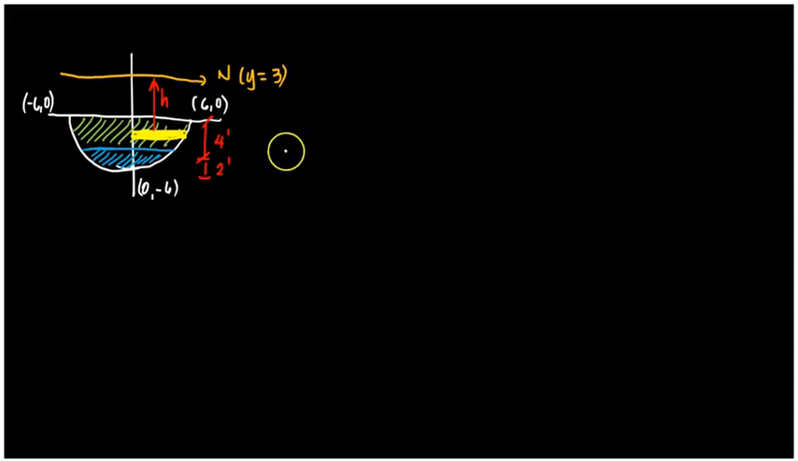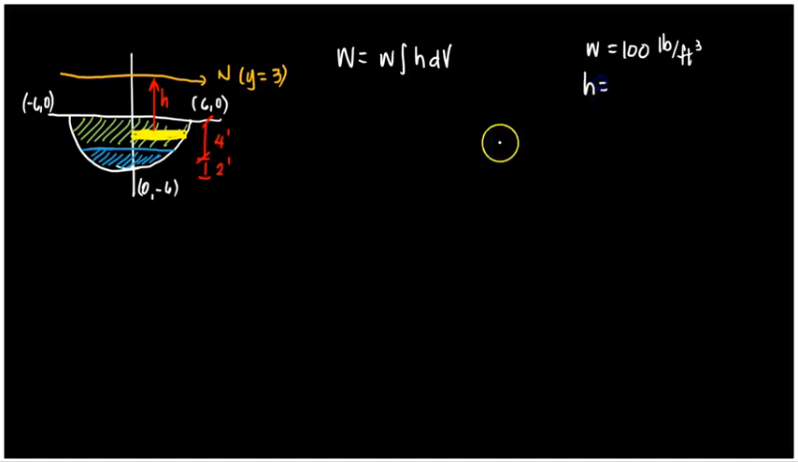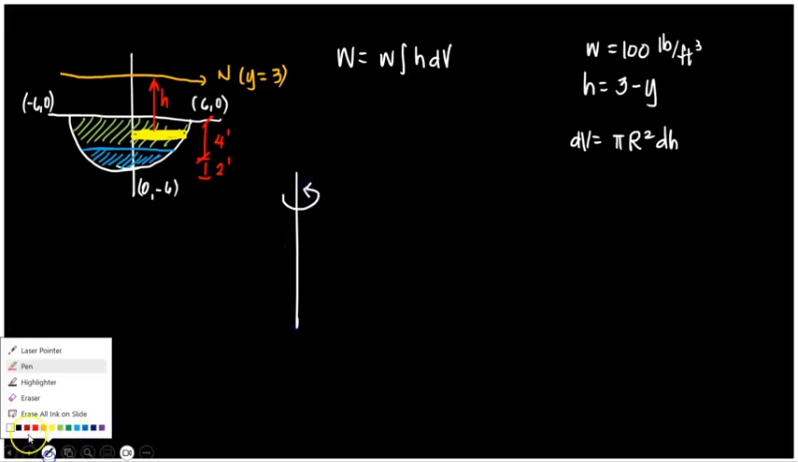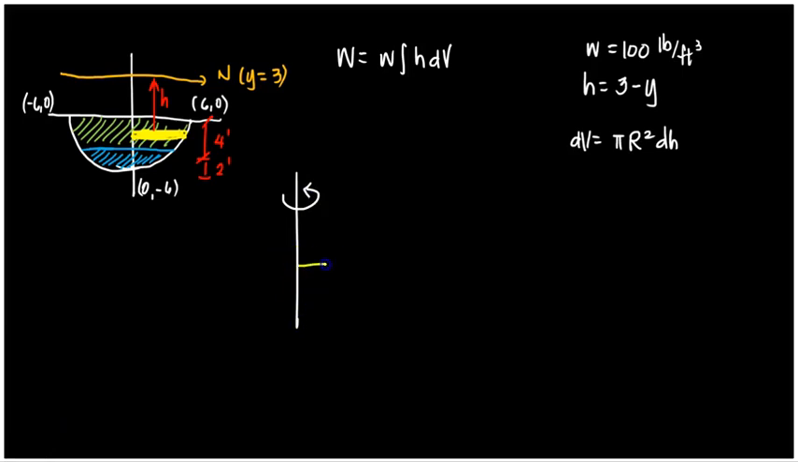So the formula is W times H times dV. For W, it's given to be 100 pounds per cubic foot, so it's constant. For the height, I need to pump it to a point 3 feet above, so 3 minus y. And for the dV, it's pi r squared dh, because it is the method of disks. So I need to rotate it about the y-axis. The yellow element here would be rotated as a disk.